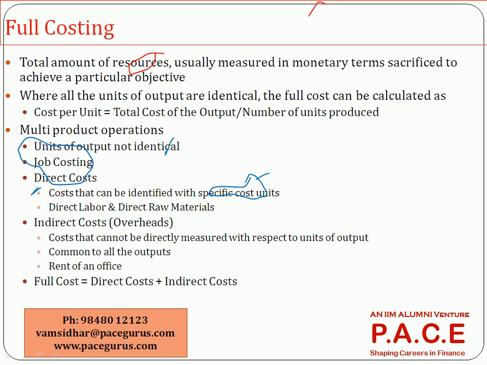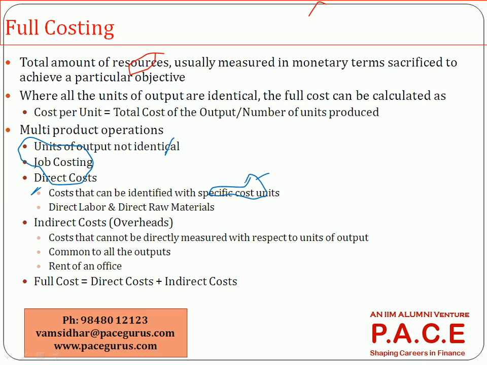Now, for example, I have taken a building on rent. My premises, I am paying some amount of rent. It may be fixed, it may be variable, I am not bothered. Here, I should not get confused between a fixed cost and a variable cost. Even a variable cost may be direct or indirect, or even a fixed cost also may be direct or indirect. Whenever we are talking about indirect costs, the cost cannot be directly attributed to a unit produced. As I said, rent.